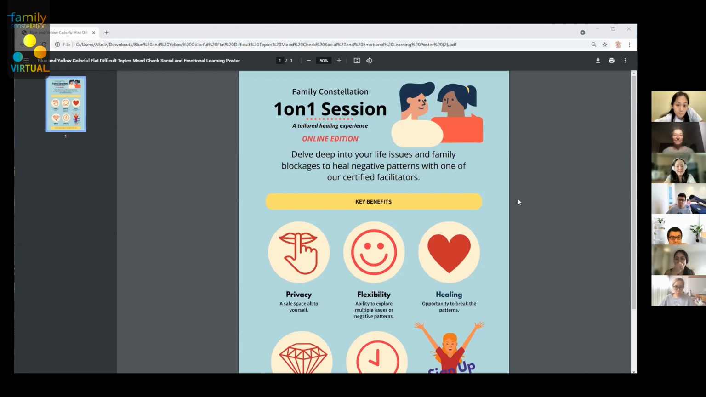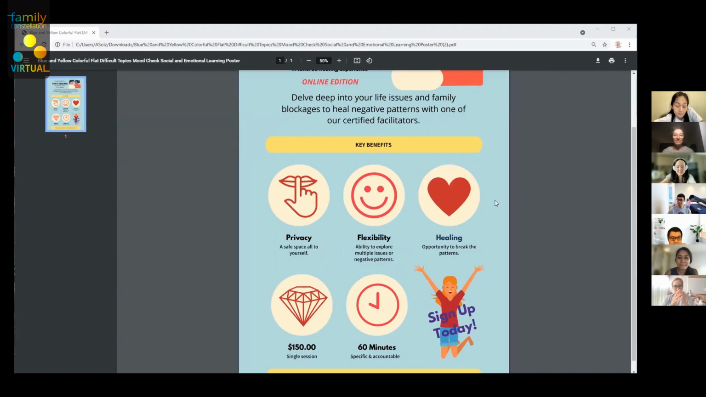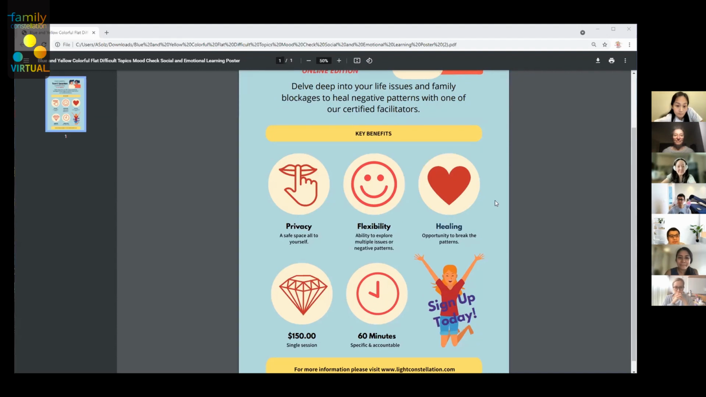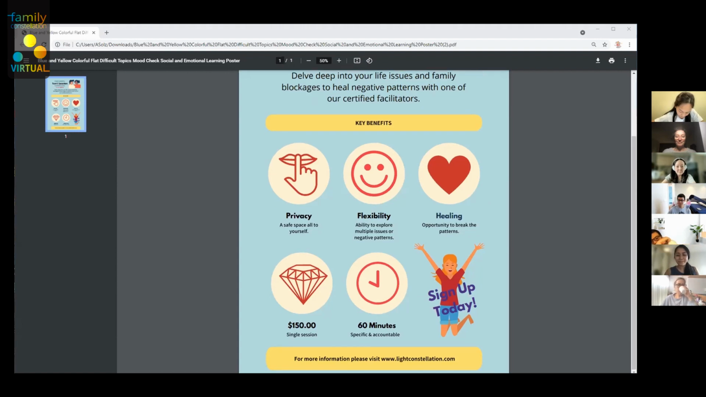And we just started with a one-liner describing, like, delve deep into your life issues and family blockages to heal negative patterns with one of our certified facilitators. And then we would further outline just the simple benefits that we feel would help attract: privacy, safe space all to yourself, flexibility, ability to explore multiple issues or negative patterns, healing, opportunity to break the patterns. And then the price, which is 150 a session for 60 minutes. And then just a little invitation to sign up today. And for more information, customers can visit lightconstellation.com.